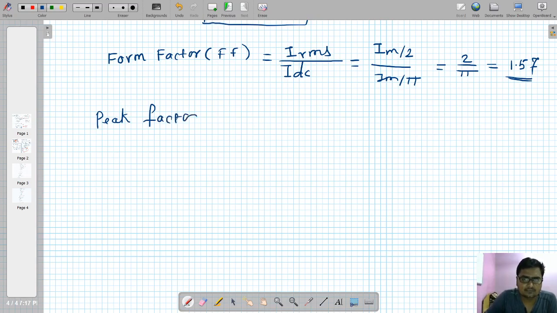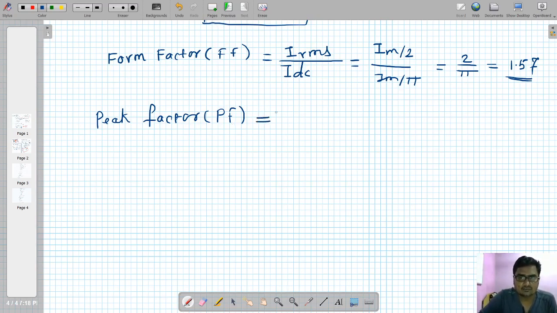Peak factor. As I have started with those very small parameters, it means we are about to finish the analysis of half wave rectifier. It's quite good news. If you count, we have derived more than 10 parameters. I don't remember the number, but we crossed 10. Now what is it? Form factor?